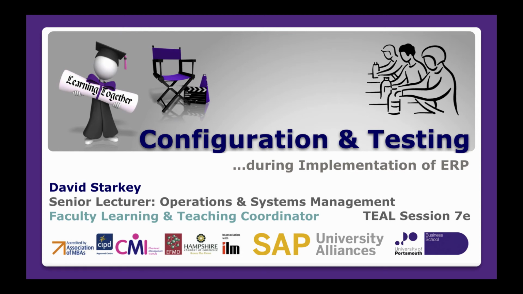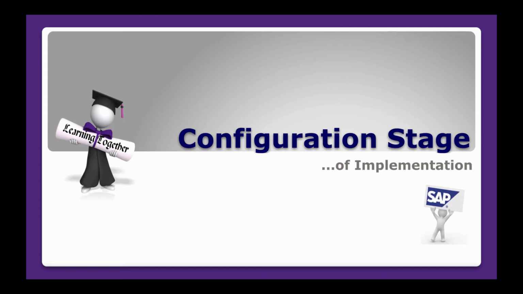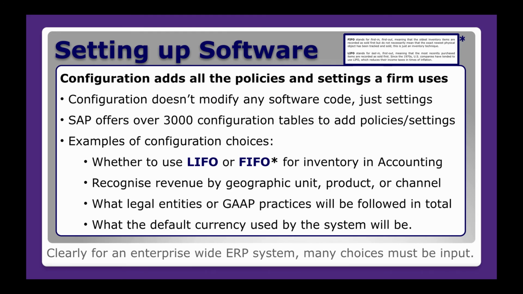Configuration and testing during implementation of ERP. The configuration stage of implementation is what we're going to look at here. And part of that is setting up the software. Configuration adds all the policies and settings a firm uses. You're not doing customization at this stage. You're not modifying any software code, just the settings.